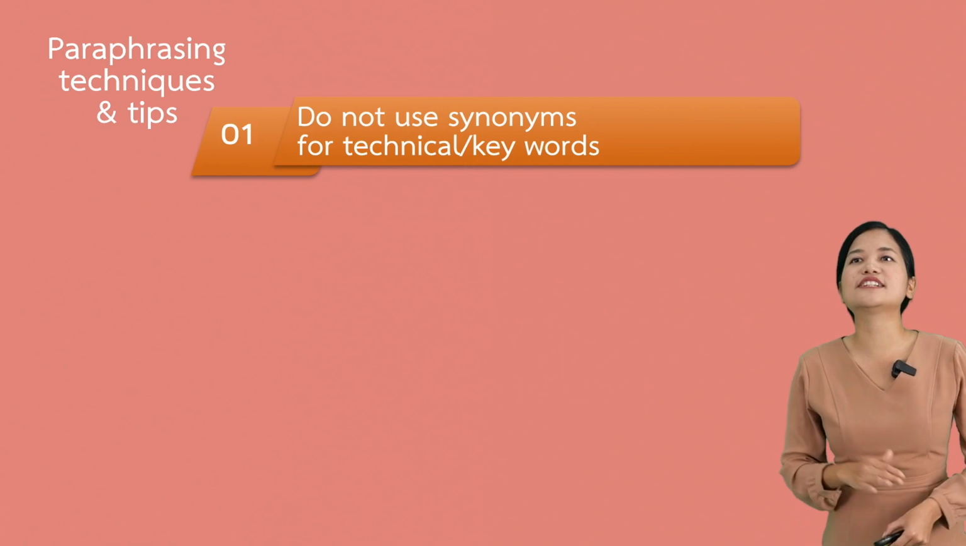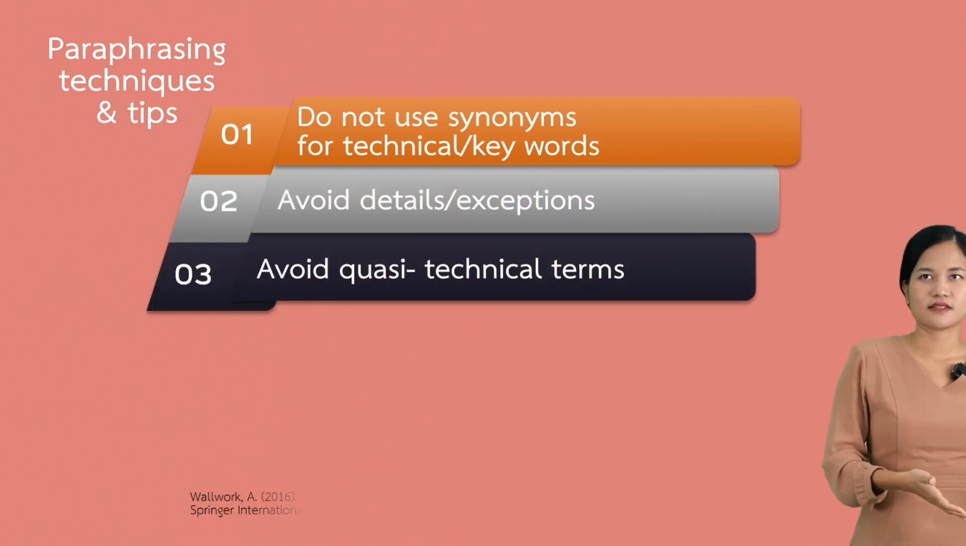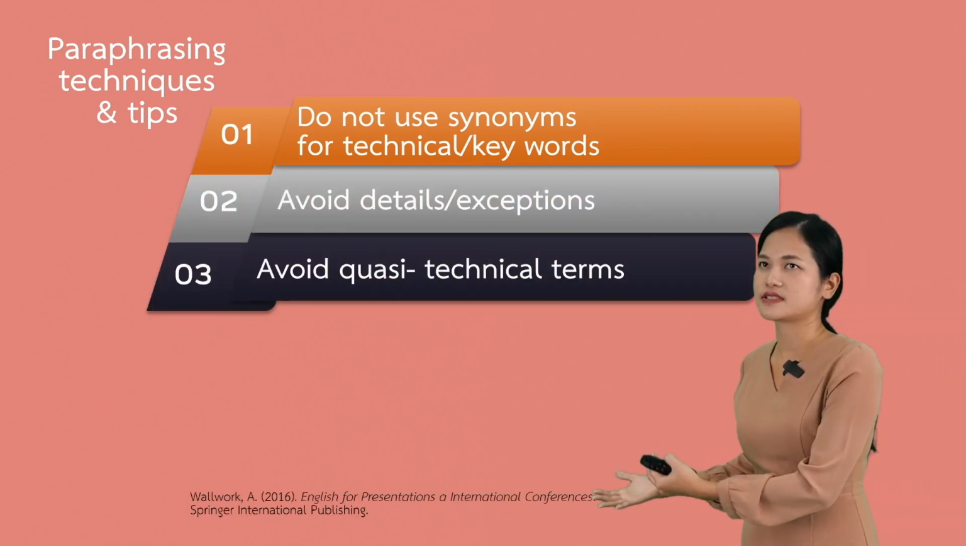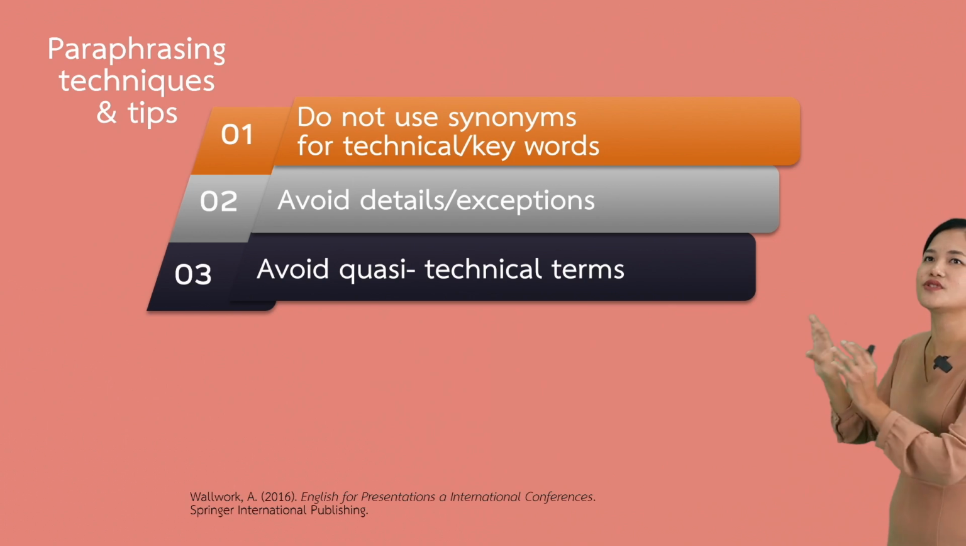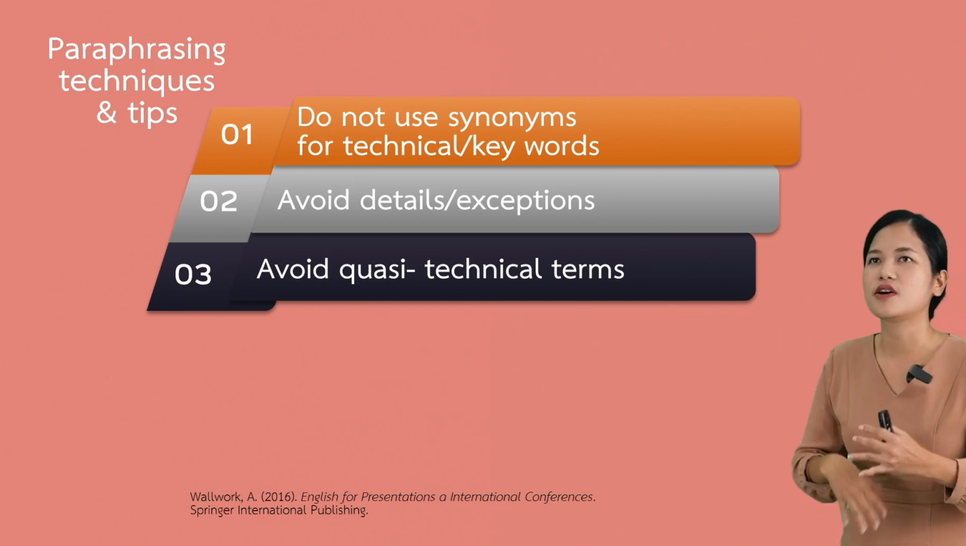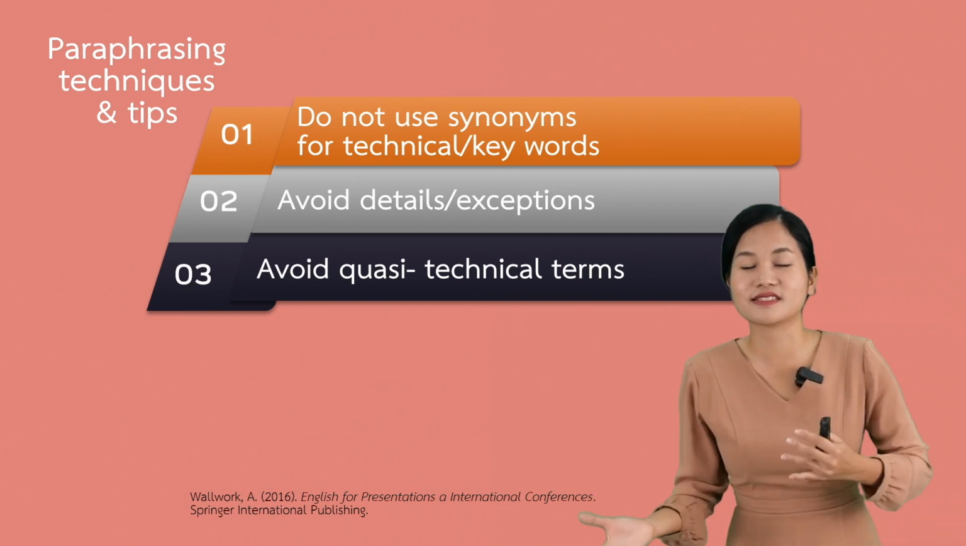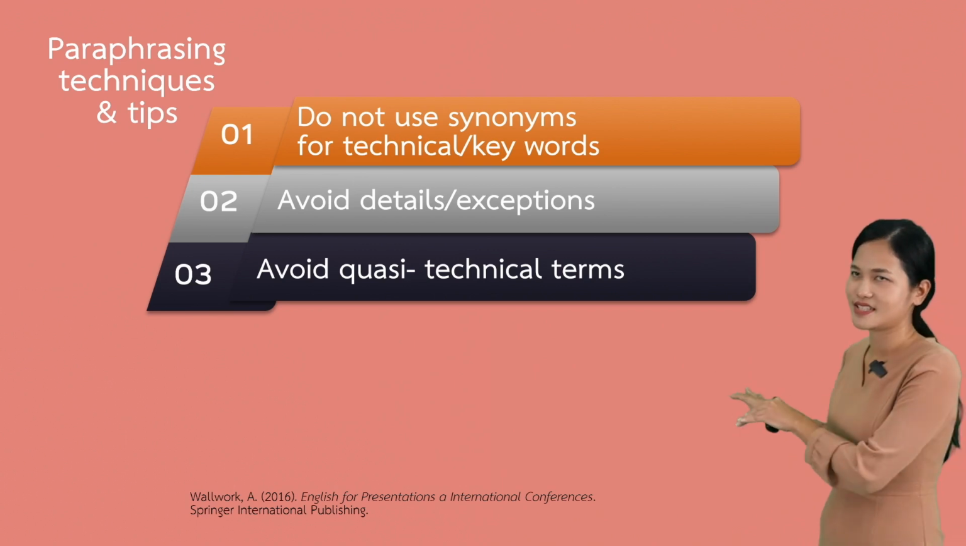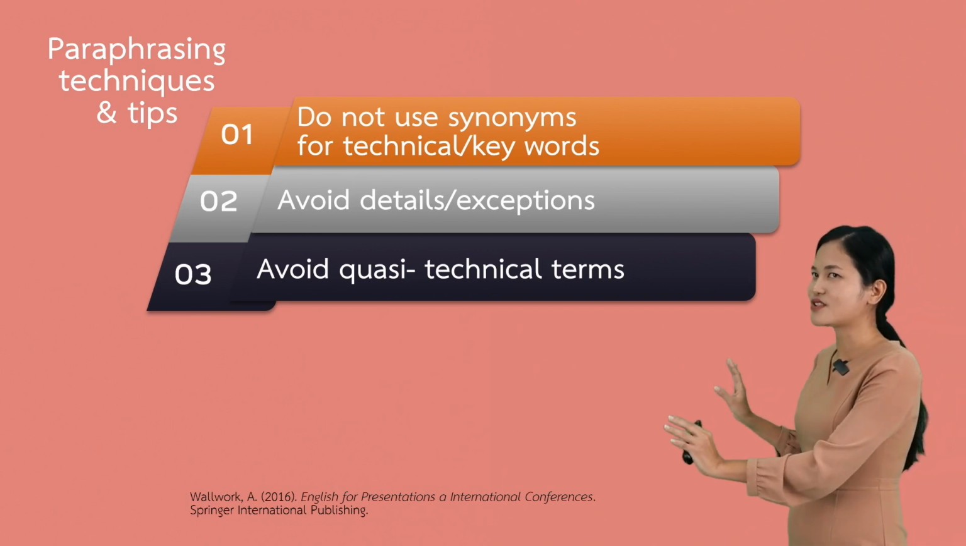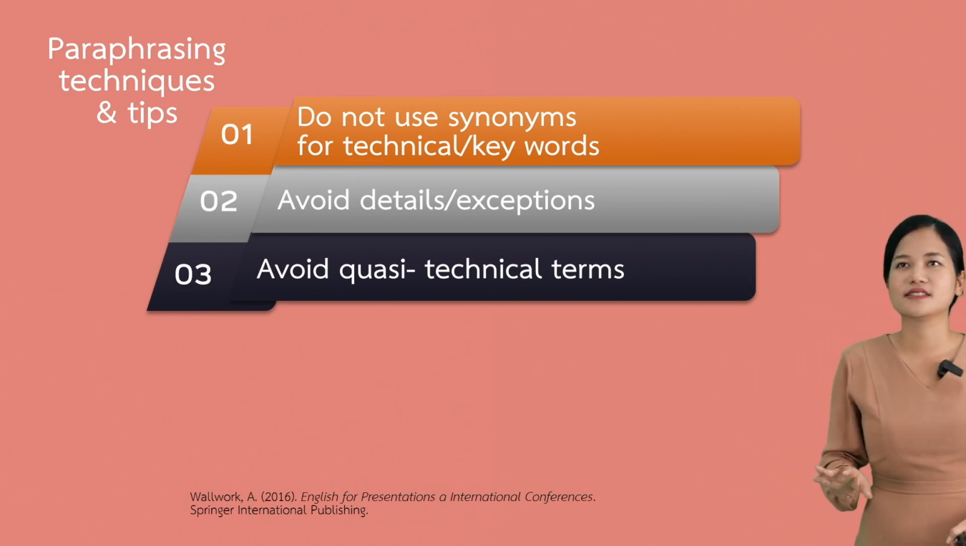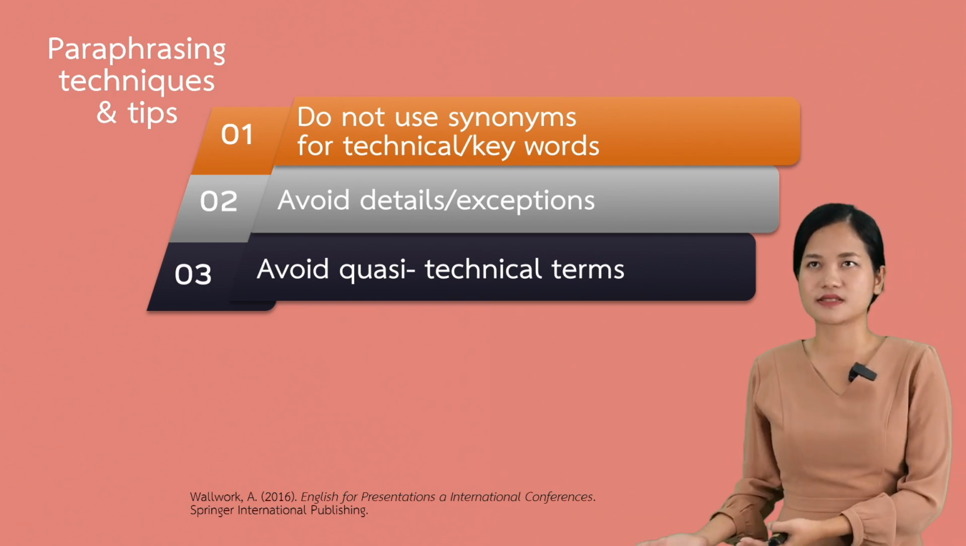So when you would like to paraphrase something or other resources, first, do not use synonyms for technical words or keywords, because they are technical words. So you should keep them. Try not to use synonyms right there. Just use synonyms for some general words.